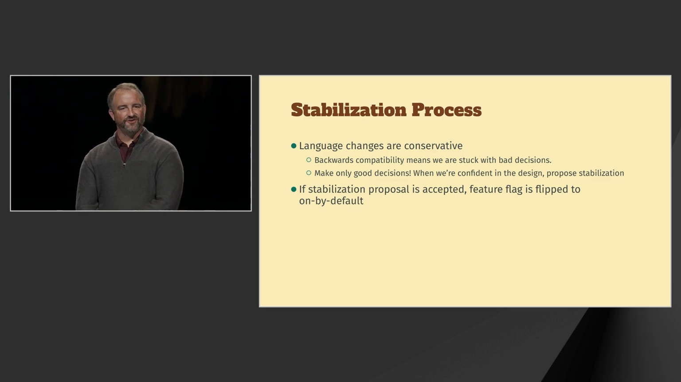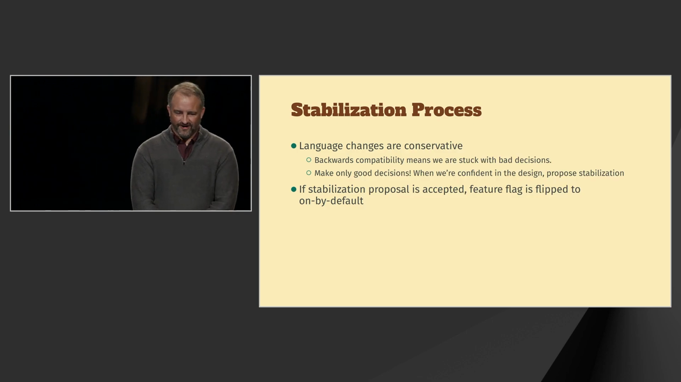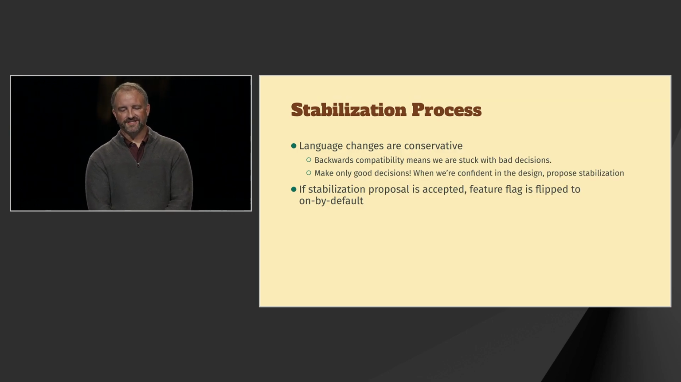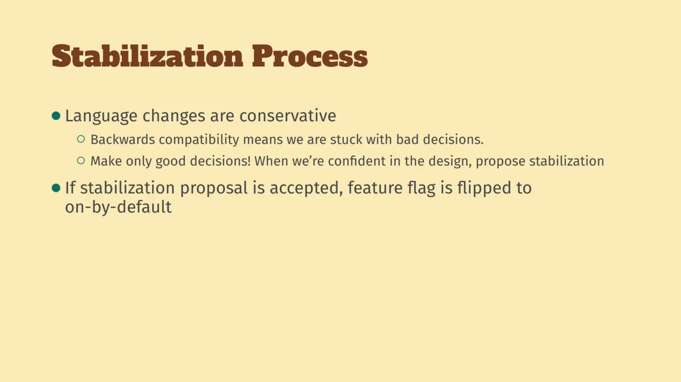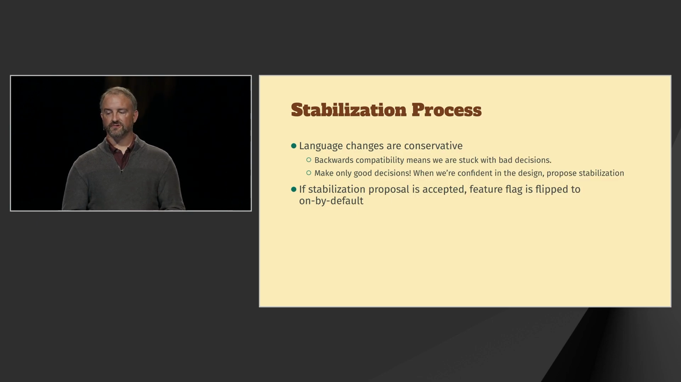So the solution there is to only make good decisions, right? That's not too hard, but it means we have to be really cautious, and that's in a lot of cases the main reason why development in Rust can sometimes feel really slow. So we want to make sure that we're confident in the design, we've had the chance to experiment with it, it's had time to bake, and that we're willing to support it indefinitely. So once we get to that point where we're ready to do that, we can leverage that feature flag mechanism to turn the feature on by default, and then it becomes part of stable Rust.